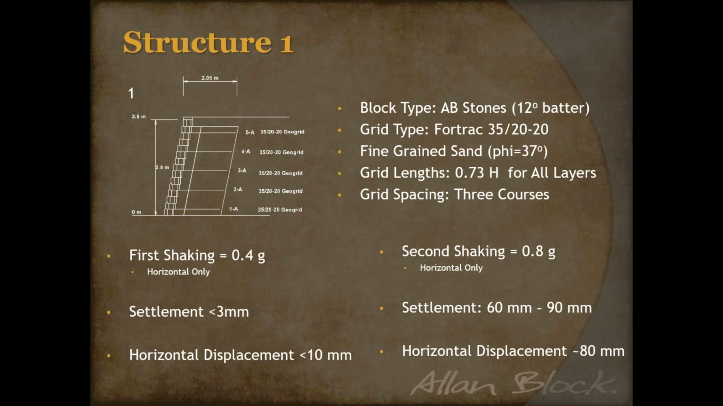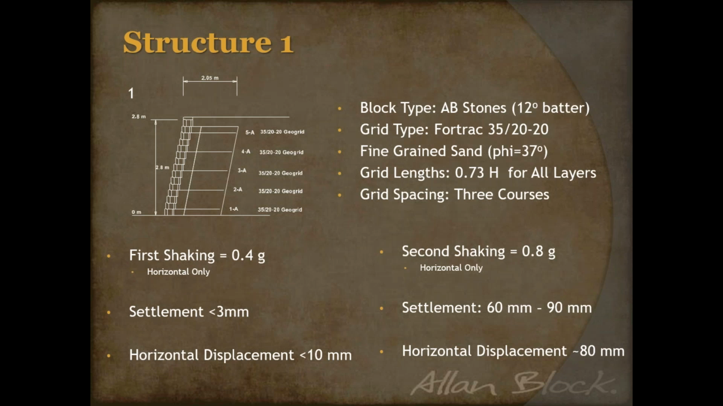In this case, we followed our DOT, MOT type of methodologies where the grid lengths were about 70%. In this case, they were 0.73, 73% of the height. So that's where the 2.05 meters comes from. Now, if we work our way down, we used our AB Stones, which is our 12-degree system. Yes, the system works with a near vertical or 6-degree as well, but our production partner in Japan had the AB Stones. And then the soils.